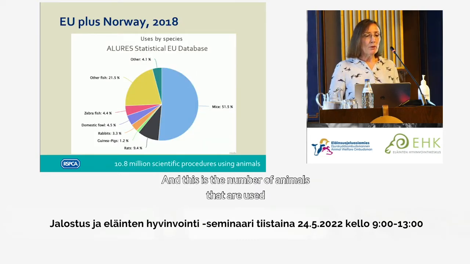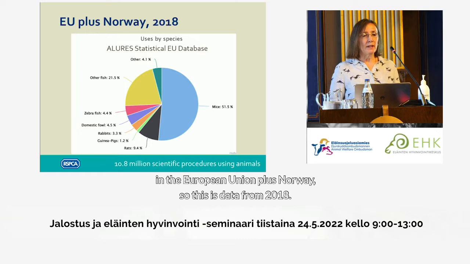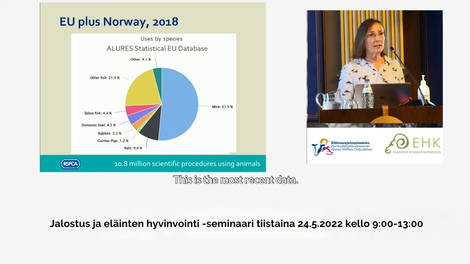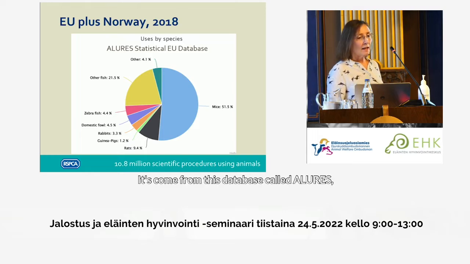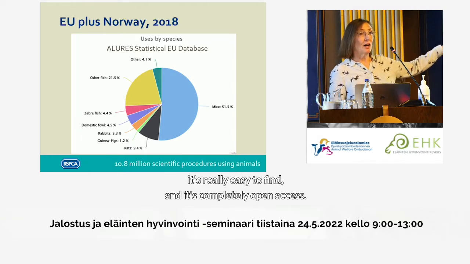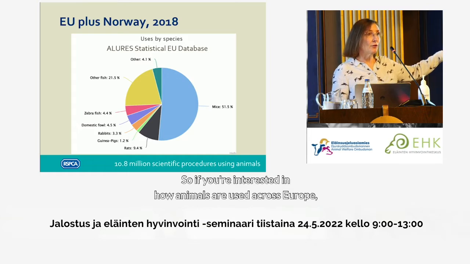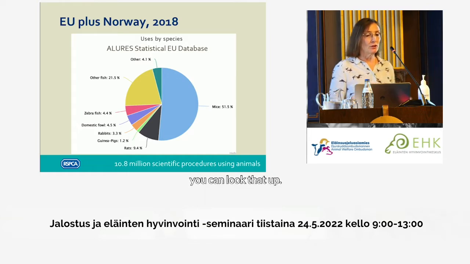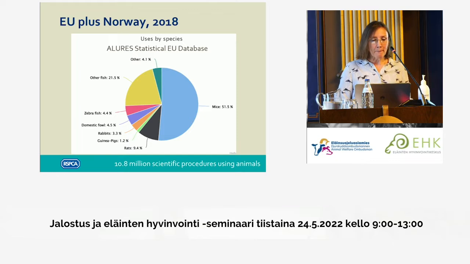So those principles there are also referred to as the 3 Rs: replacement, reduction and refinement. The refinement bit is all about reducing suffering and improving welfare. And this is the number of animals that are used in the European Union plus Norway. So this is data from 2018. This is the most recent data. It's come from this database called Allures. It's really easy to find and it's completely open access. So if you're interested in how animals are used across Europe, you can look that up.